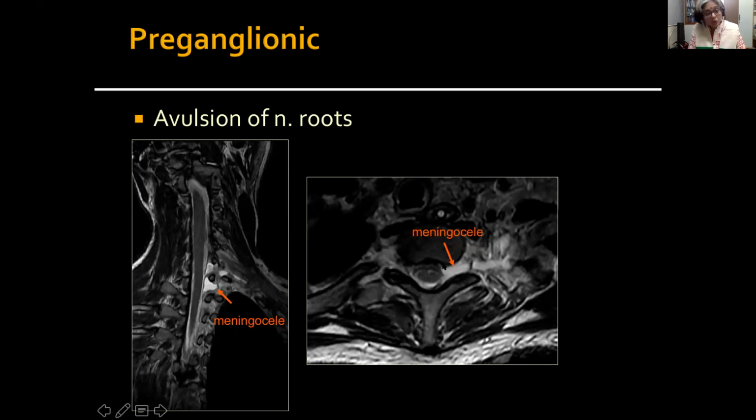So if you see a pseudo-meningocele, life is very easy. More likely there is a nerve root avulsion. But important, a pseudo-meningocele does not mean 100% there is root avulsion, and you can have root avulsions without pseudo-meningocele. So it's not an absolute thing.